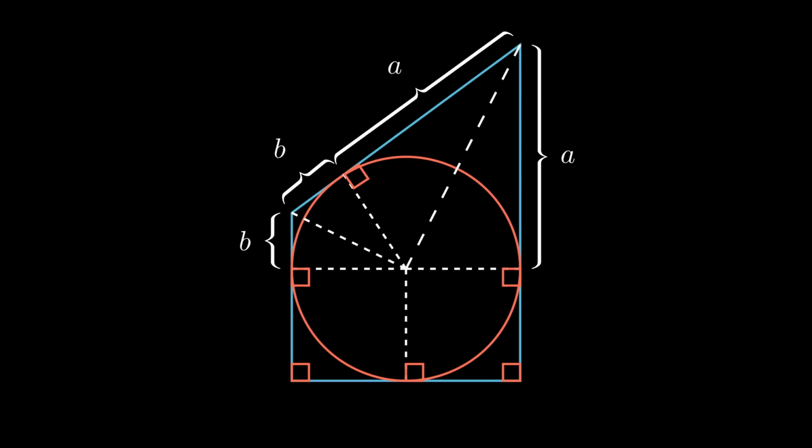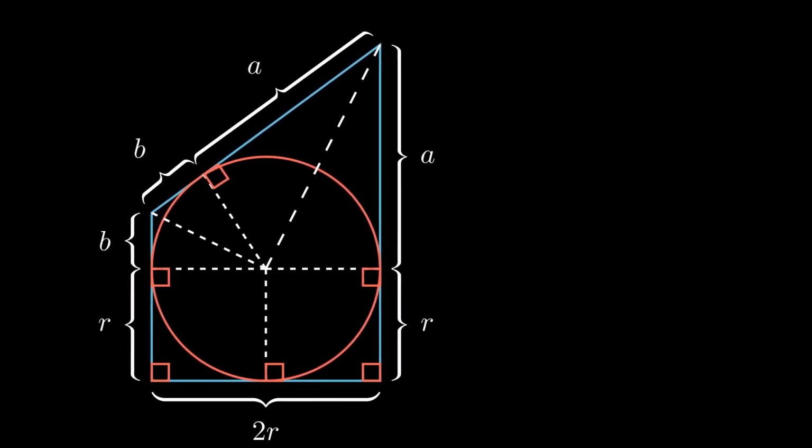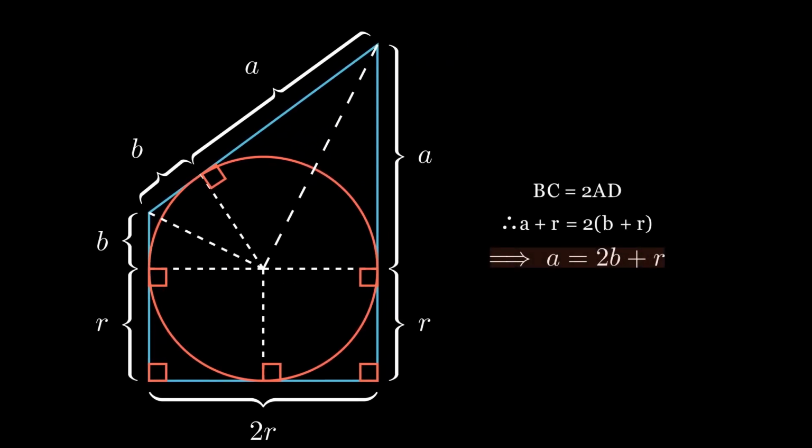The base of the quadrilateral we already found was 2R, and because of the properties of a rectangle, these two sides are R. From here we can start getting our equations. We get our first equation from the information we were given. BC is equal to twice of AD. In place of BC, we can substitute A plus R, and in place of AD, we can substitute B plus R. We get that A plus R is equal to 2 times B plus R.